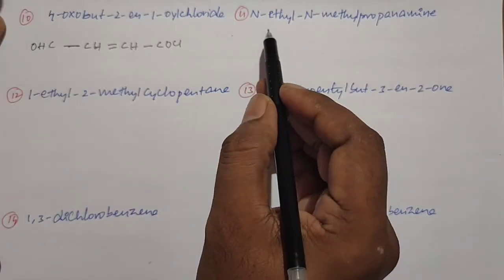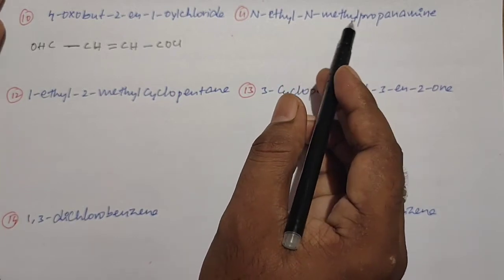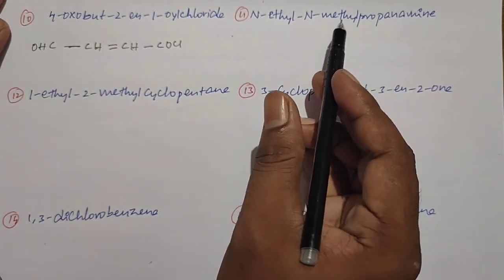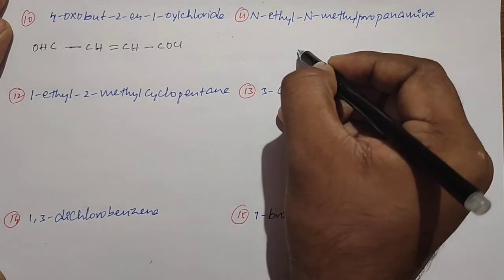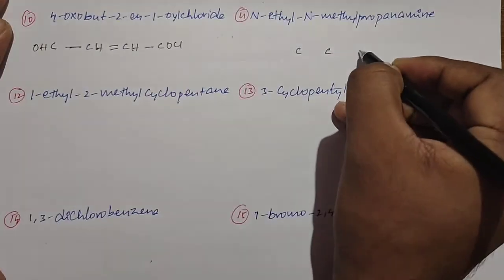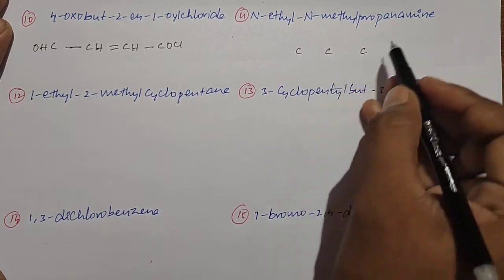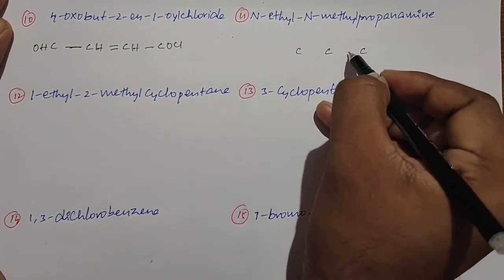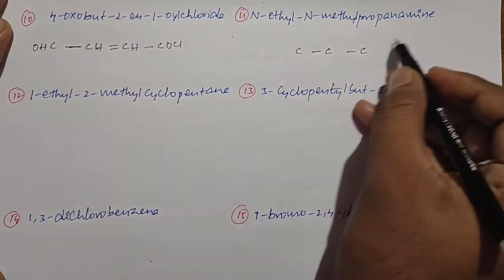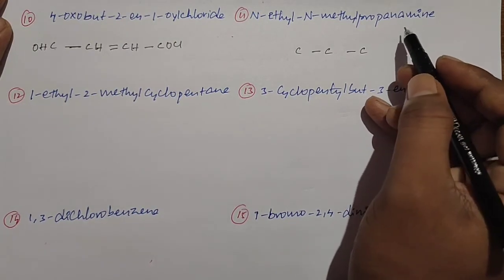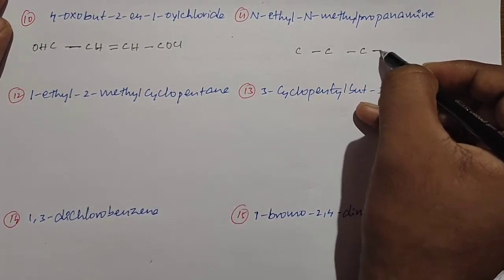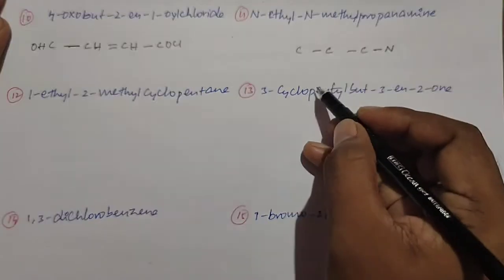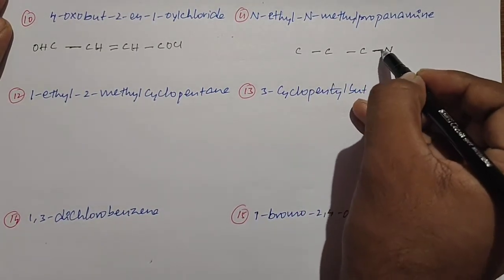Next one is N-ethyl N-methyl propanamine. Here the root word is prop, carbons 1, 2, 3, and the primary suffix is ane, so all are single bonds. The secondary suffix is given as amine, so at the first carbon we need to attach the nitrogen, because it is an amine.